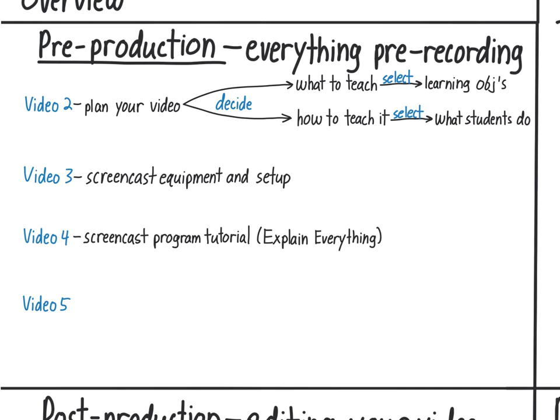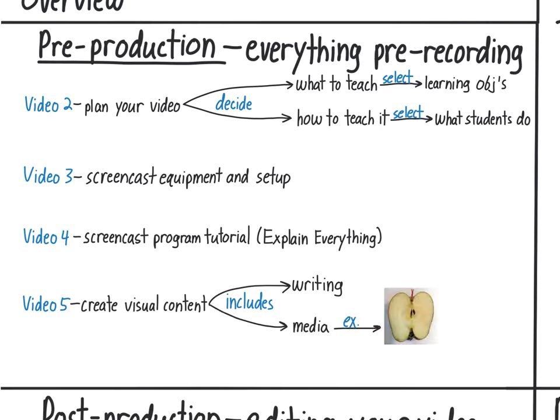In video 5, I'll show you how to lay out your visual content for your video within Explain Everything. This includes all the writing, like the word writing that just appeared, and media, which includes images, like this one. You'll put all the writing and media you want to show down on a page in Explain Everything. At this point, you can also import slides if you already have them prepared.